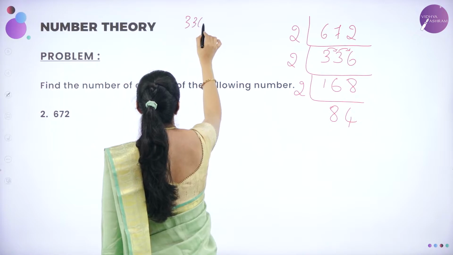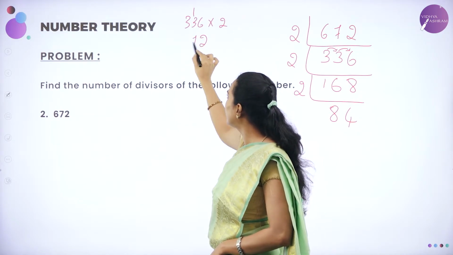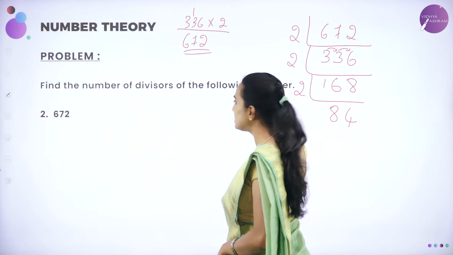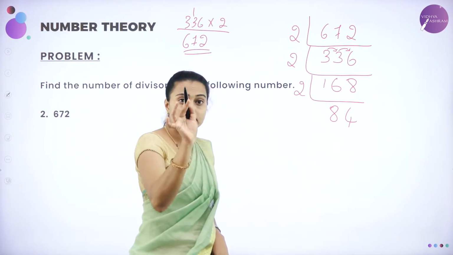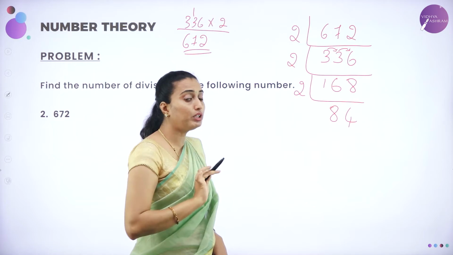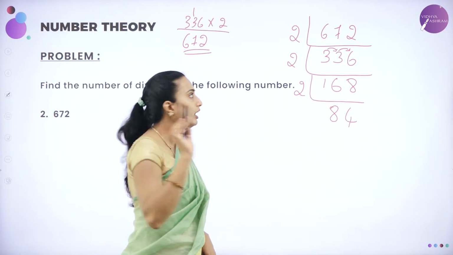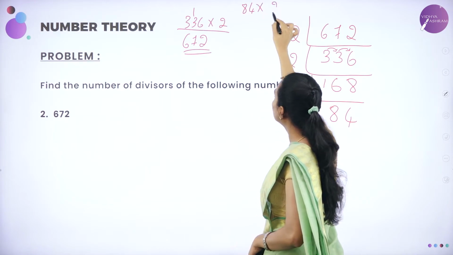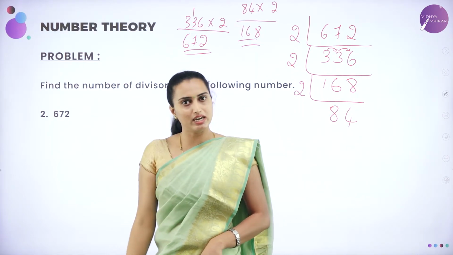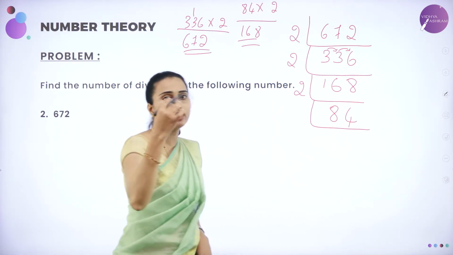See, 336 into 2. Multiply if you want. 2 sixes are 12, 1 is carried over. 2 threes are 6, 6 plus 1 is 7. Again 2 threes are 6. So it is giving the number 672. Similarly, you have to check that when you multiply 168 by 2, it gives you 336. Similarly, check that 84 into 2 gives 168. Let me check here: 84 into 2. 2 fours are 8, 2 eights are 16. It is giving the number 168. Like that you have to do it for all the numbers here. So you have to recheck the numbers.